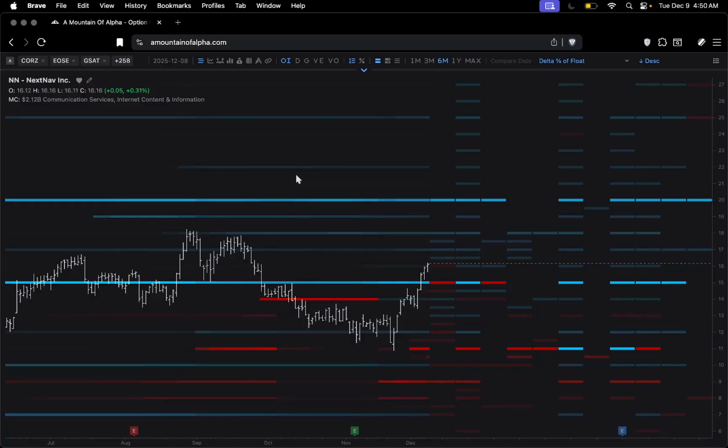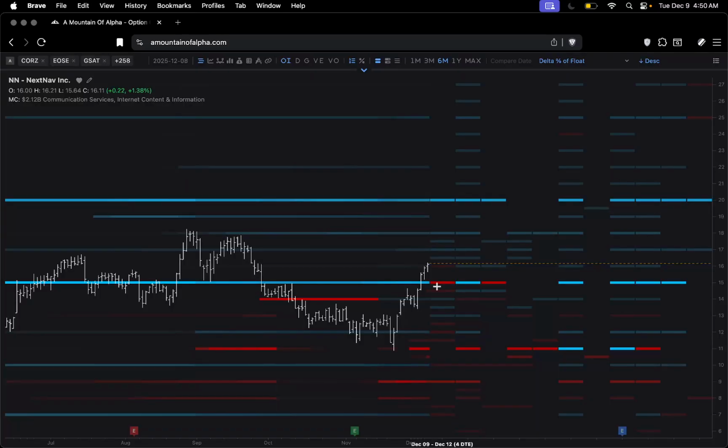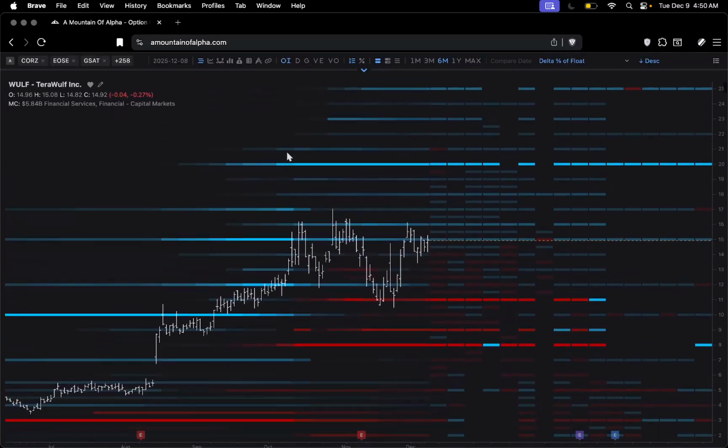So things like this, where you could see it's actually kind of thin. There's not a lot of open interest here, and they're just prominent at 15 and 20. I usually just avoid names like these. You can see in the past that it's just kind of ebbed and flowed around this 15, and I just kind of avoid those names. You're looking for extremes.